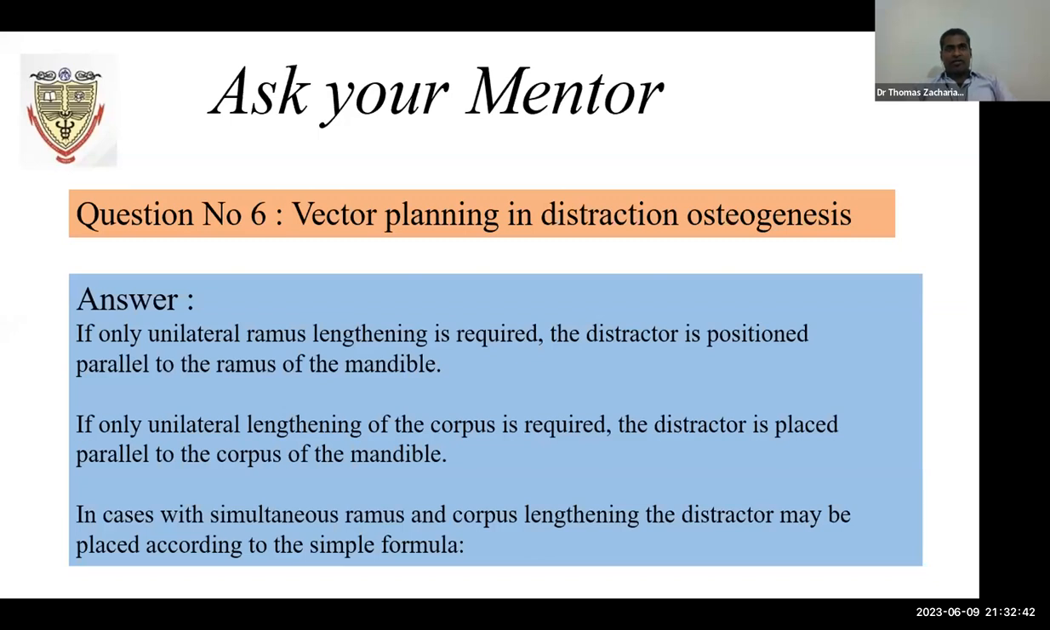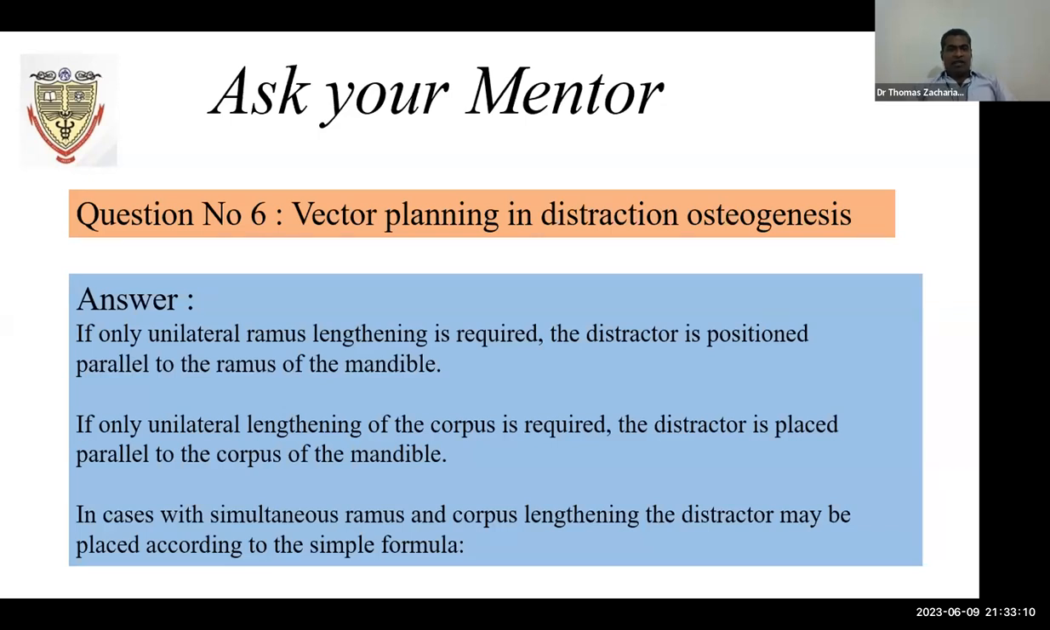The most important thing to know is it is not the osteotomy cut, but the orientation of the distraction device that determines vectors. Very, very important. Most people think it is the direction of the osteotomy cut. It is not the direction of the osteotomy cut that determines vector, rather the placement or the orientation of the distraction device.